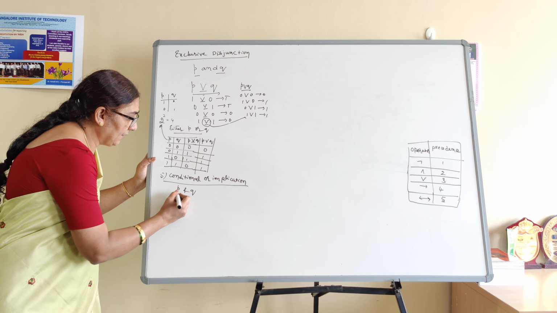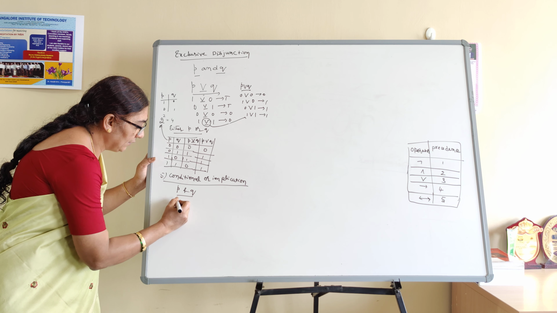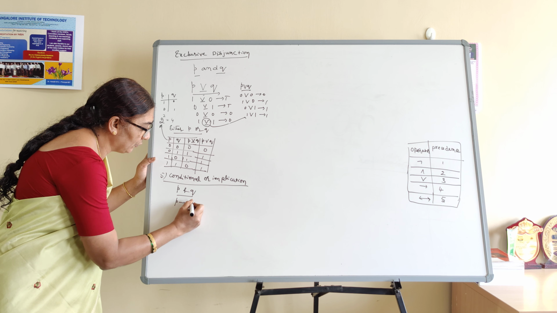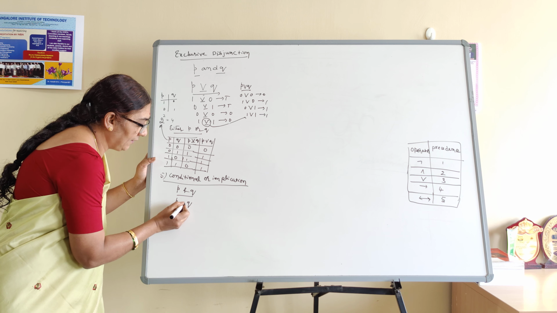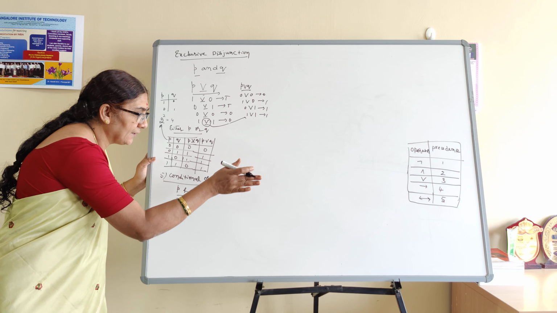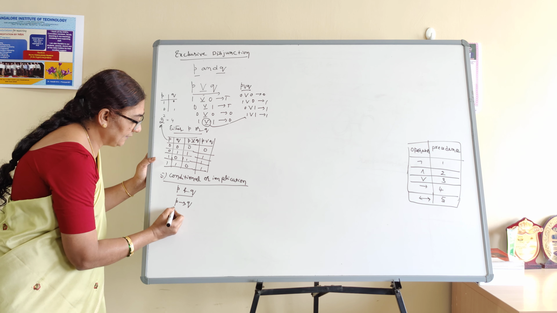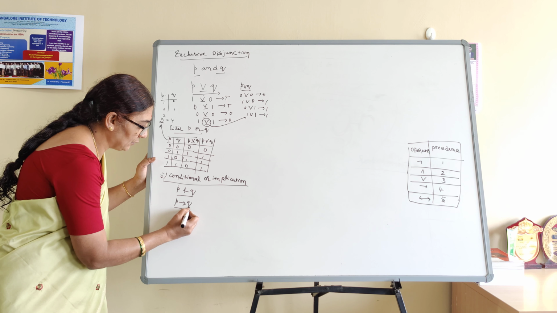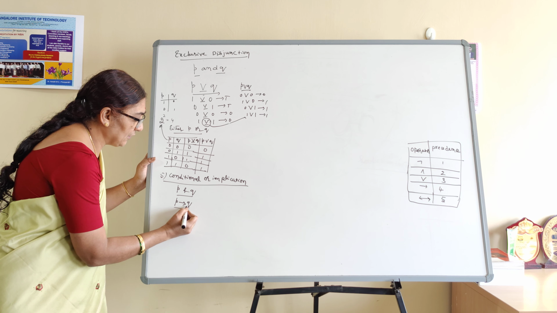Now, if you want to define an implication between P and Q, this is the notation we are going to take: a one line with an arrow mark pointing to the right side, not the left. Then we say P conditional with Q, or P implies Q. If P occurs, then Q happens.